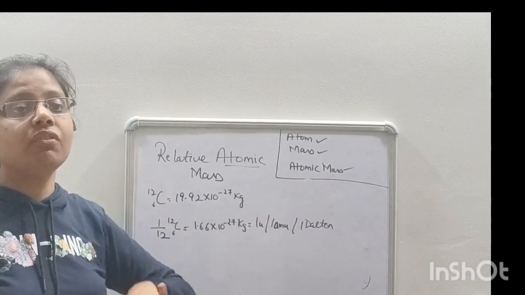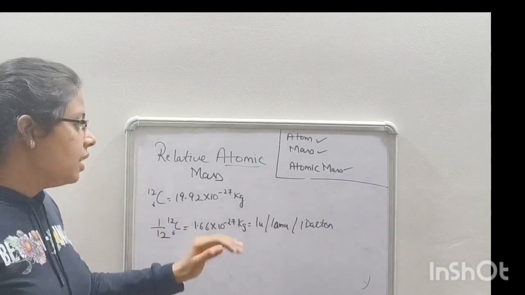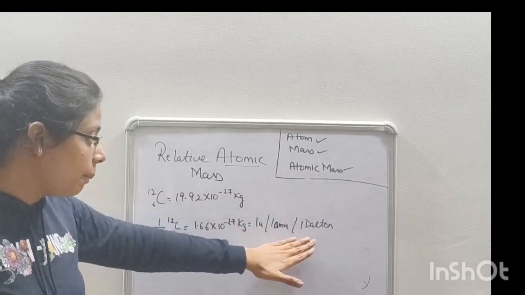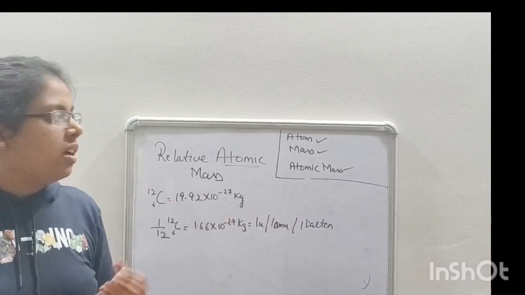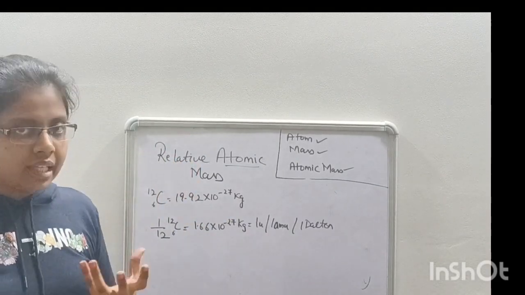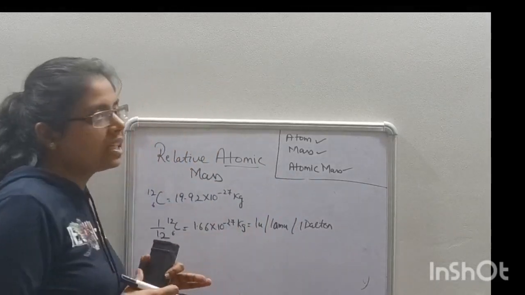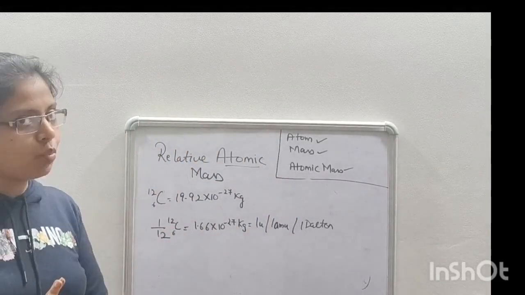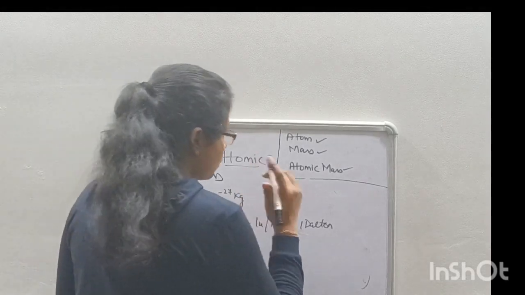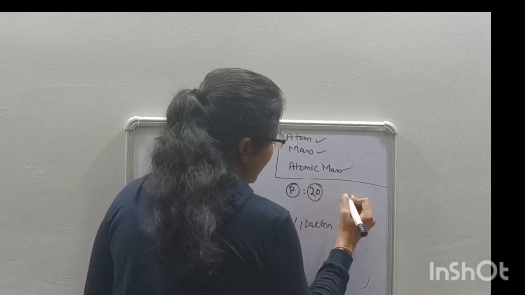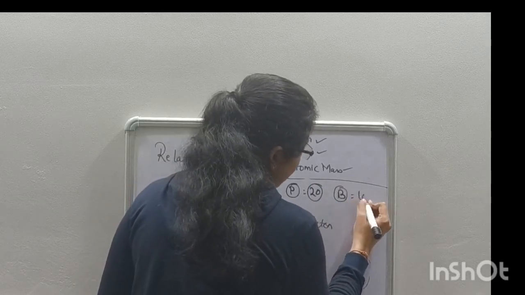So now the mass of other elements will be determined, or we can say represented, as compared to this mass. In order to understand this related term first, I will give you an example. For example, there is a girl, Paheli, and there is a boy, Bujo. Paheli has 20 toffees and Bujo has 10 toffees.